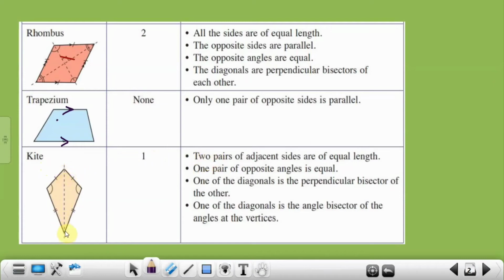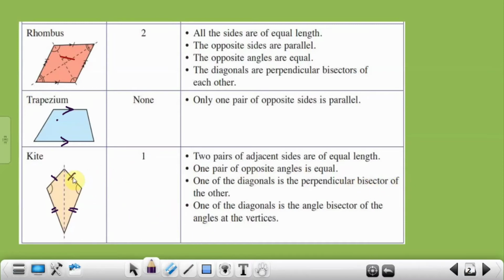Okay, one axis of symmetry, two pairs of adjacent sides are equal length. Okay, this is adjacent side. Okay, sisi bersebelahan dia akan ada panjang yang sama, and this adjacent side will have equal length. Okay, one pair of opposite angles is equal. Okay, these are the equal opposite angles. One of the diagonals is the perpendicular bisector of the other.